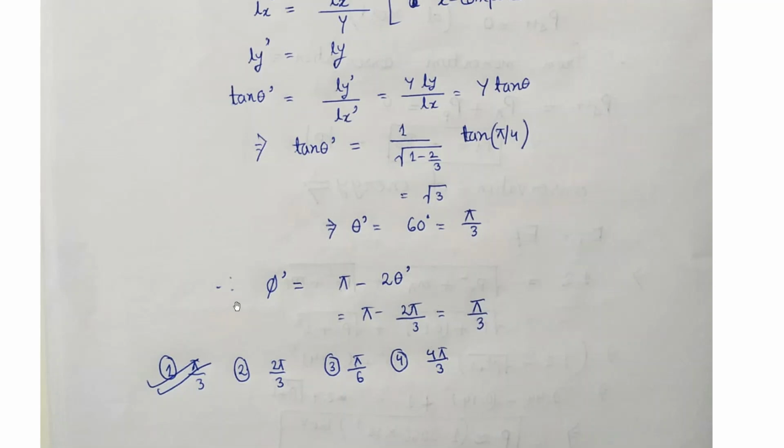So for the observer S prime, the interior angle of the square will be 2 pi minus 2 pi by 3, which is equal to pi by 3. So option 1 will be the correct option for this problem.